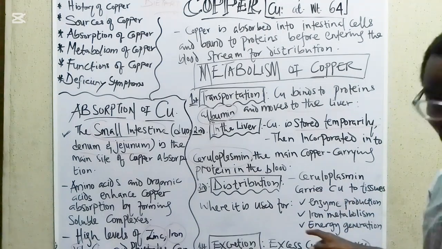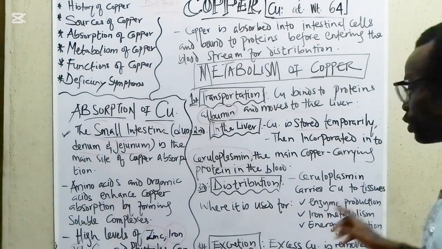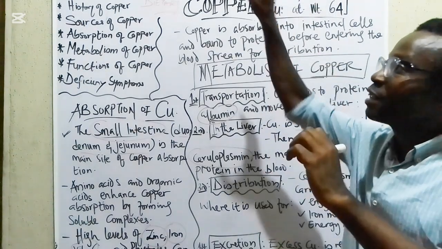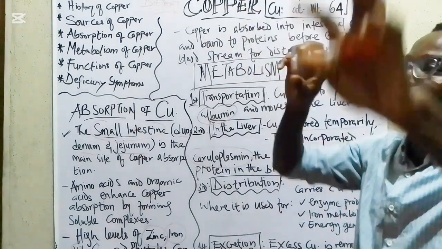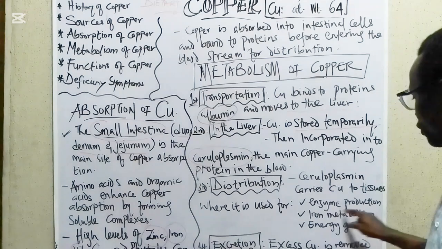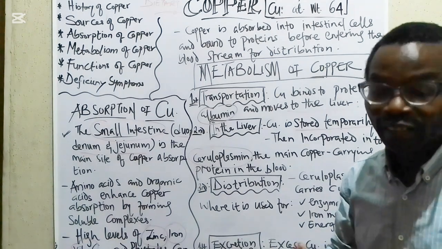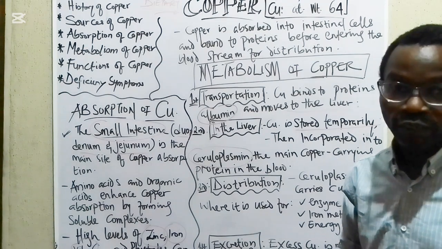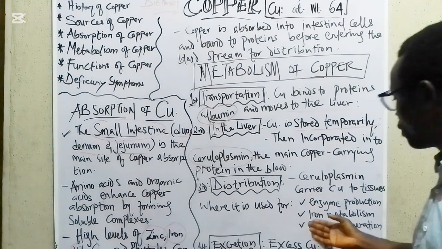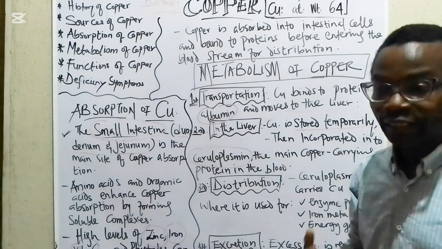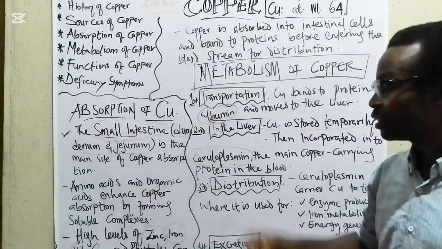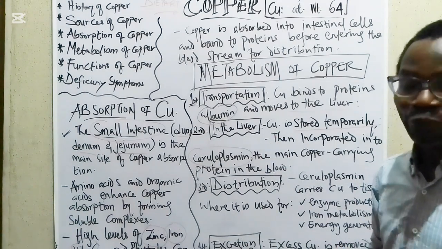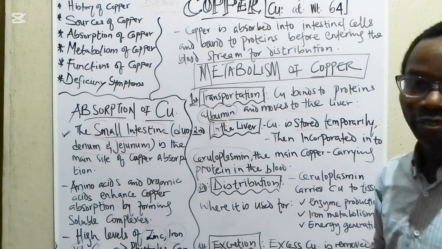Now, after transportation and then moving to the liver, there is the distribution. Ceruloplasmin carries copper to the tissues where they are used for what? It binds with copper and then carries them to enzyme production sites where enzymes are produced, because copper is an essential part of some enzymes. Also, copper is important for the metabolism of iron. Then energy production, in the production of ATP and the others.